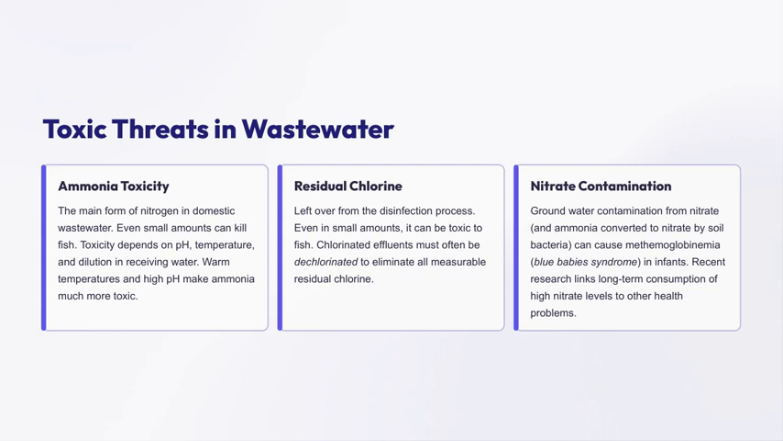back into the environment. Finally, nitrate contamination is a serious concern, especially for groundwater. Nitrates, which often come from the conversion of ammonia by bacteria in soil, can contaminate groundwater supplies. This is particularly dangerous for infants, as high nitrate levels can cause methemoglobinemia, also known as blue baby syndrome.